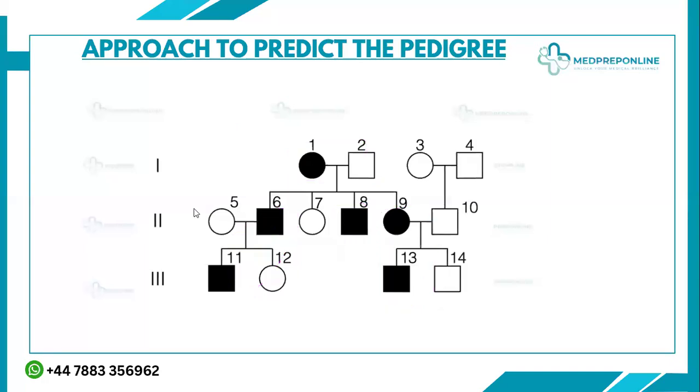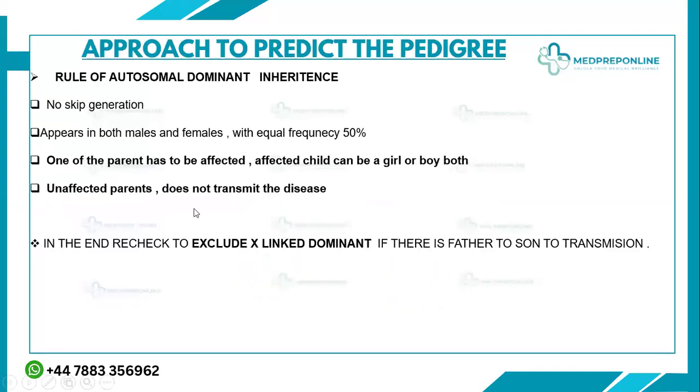Now points to remember in autosomal dominant inheritance: there will be no skip generations, it appears in both males and females with equal frequency, and one of the parents has to be affected. An affected child can be a girl or a boy. Two unaffected parents do not transmit the disease. In the end, you have to recheck to exclude X-linked dominant. So in the end, it's very important.